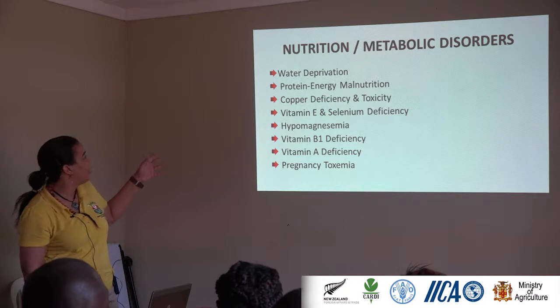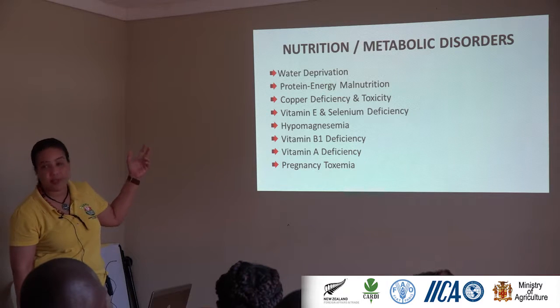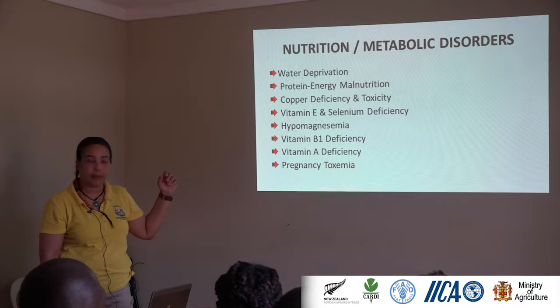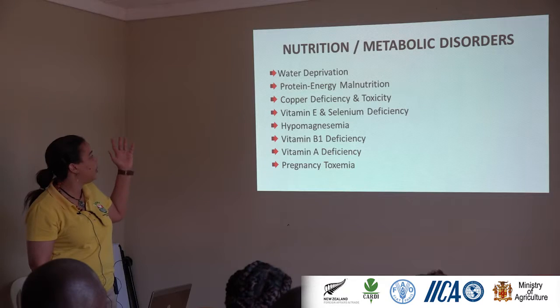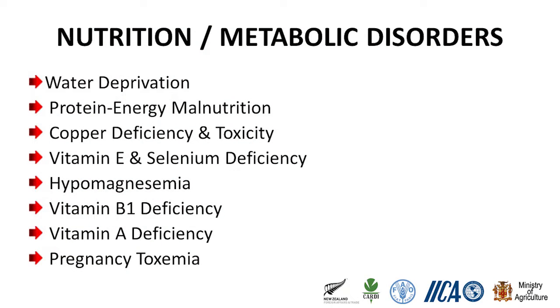Quickly, some other disorders, we talk about water deprivation. We all know what can happen to you if you don't get water, right? Protein, which we spoke a little bit about, copper, the deficiency aspects of it and the toxicity aspect of it, vitamin E, hypomagnesemia, vitamin B1 deficiency, vitamin A, and pregnancy toxemia. These are disorders that we can read about and look up.